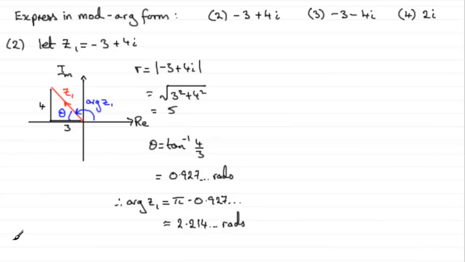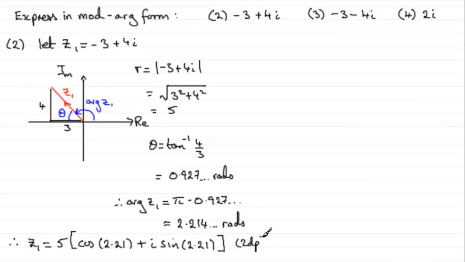And that means that we're now in a position to write down z1 in mod arg form. It'll be r first of all, which we now know is 5, and then we've got the cosine of the arg of z1. I'll write this now to two decimal places. So we've got 2.21, and then plus i sin of the arg, and that would be 2.21. Okay, so that's given to two decimal places. We'll just put 2dp there. Okay, so that's step one.